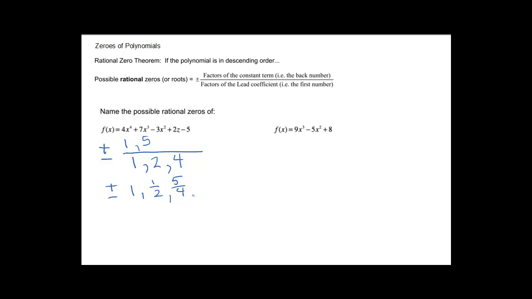Then we have 5 over 1 will be 5. 5 over 2. And 5 over 4. And I had an error back here. This should have been 1 over 4. It was 1 over everything. So let's see if I can fix that. Right. So this is our possible rational zeros for this function.